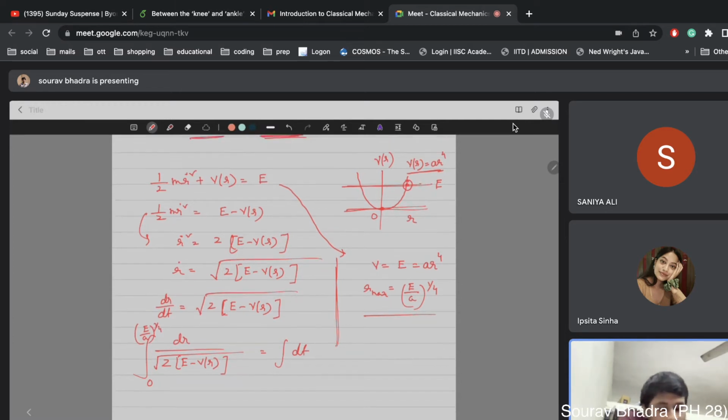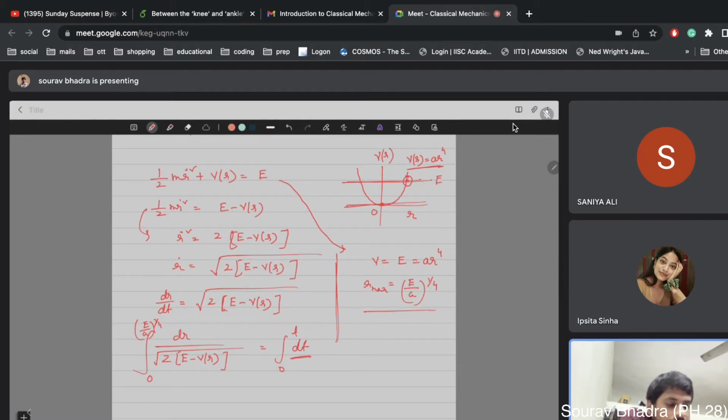Now you can see that here I have taken from 0 to this point, but this will not give you the time period. The time period is given by multiplying this time by 4, because if you start from here you have to come to this particular point again after a full oscillation, and that will give you the time period. But as the problem is symmetric, you can find your time period using this particular patch of the path also, only the portion which is in the first coordinate.